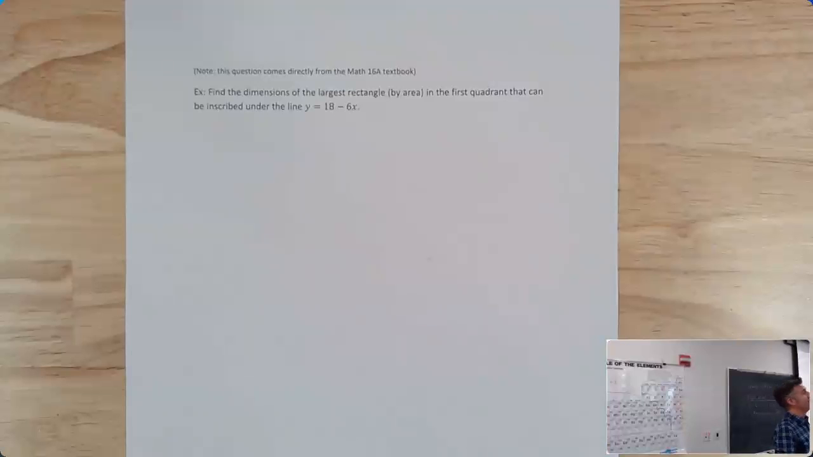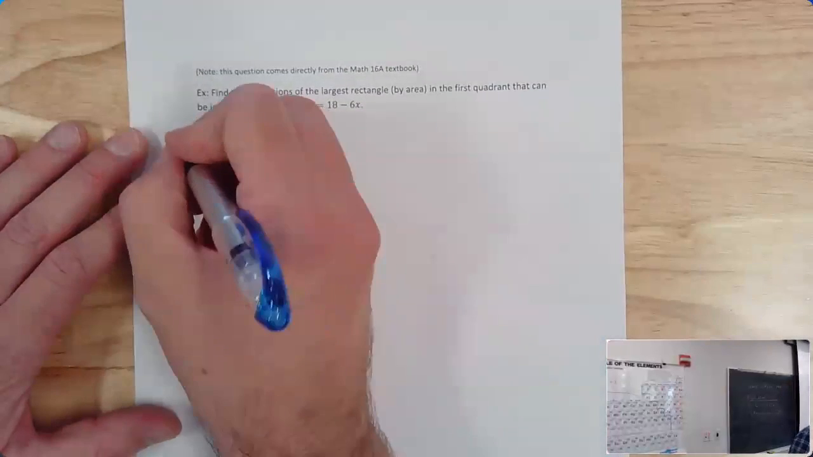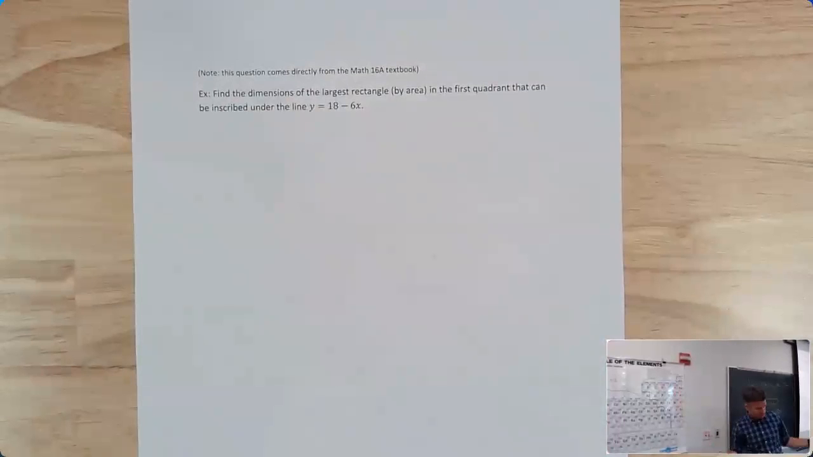Okay, I should definitely draw a picture here. I definitely should draw the line y equals 18 minus 6x. To draw the line, I should think about the intercepts.